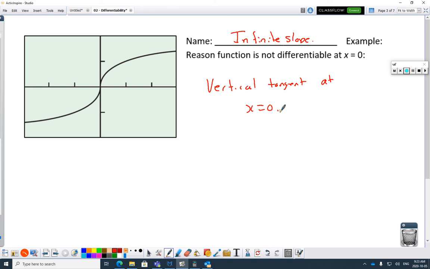But you can't have infinite slope. You can't be going straight up like that and be able to talk about slope. Say, how much are you going up by at x equals 0? How much are you going up by? You're going straight up at x equals 0. Questions there?